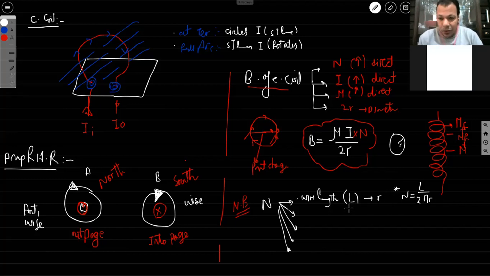The second case. In case he said loop or ring, it means that we reshaped it to make a loop or a ring, so N will be equal to 1, because we have only one loop or one ring.